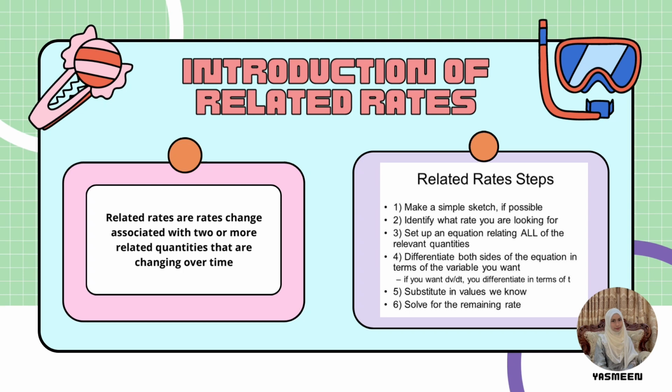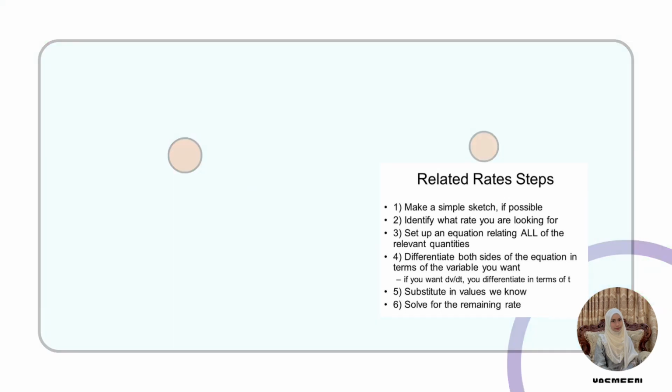First, make a simple sketch if possible. Second, identify what rate you are looking for. Third, set up an equation relating all of the relevant quantities. Fourth, differentiate both sides of the equation in terms of the variable you want. Example, if you want dV over dt, you differentiate in terms of t. Fifth, substitute in values we know. Sixth, solve for the remaining rate.